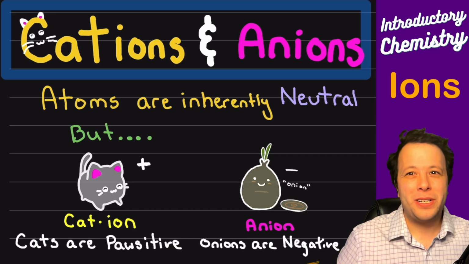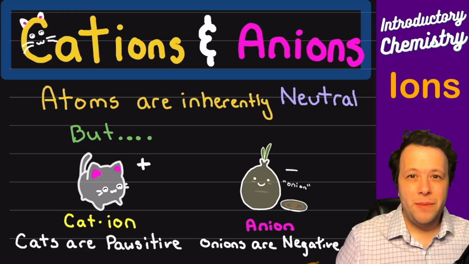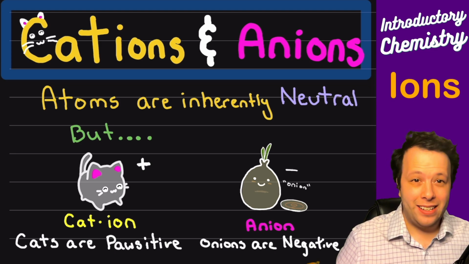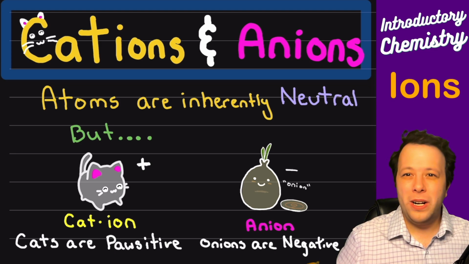and today we're going to be looking at ions. So what are ions all about? We're going to be looking at something called cations and anions. Now, where do these come from?